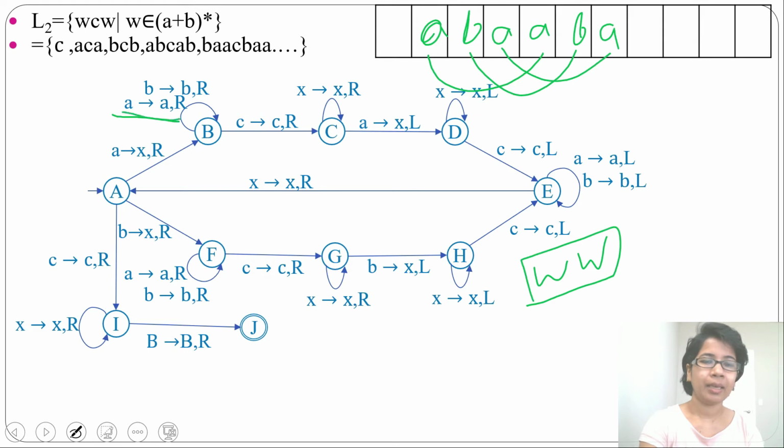Here for A will be A move right, then for B, B will be B move right. Then here when it will see A will be X and move left. So you can see here there is a transition, here there is a transition. So that will be non-deterministic Turing machine. For WW you can design a non-deterministic Turing machine, but for WCW you can design a deterministic Turing machine.